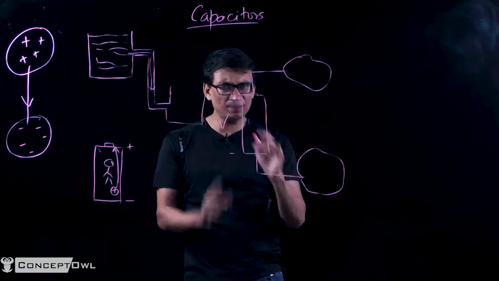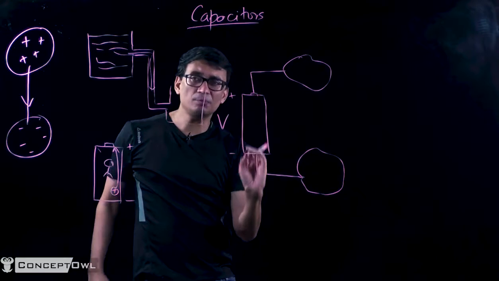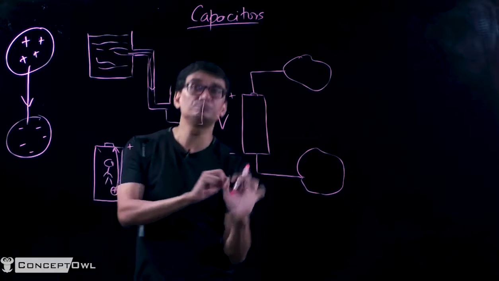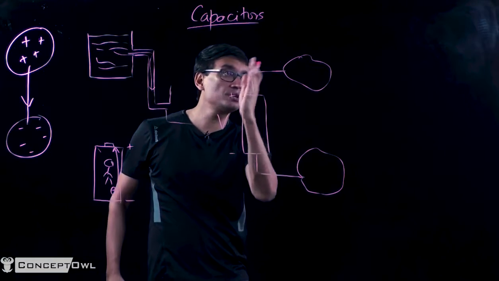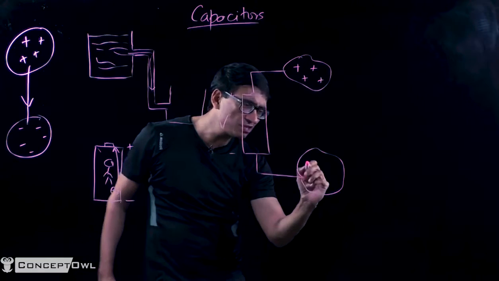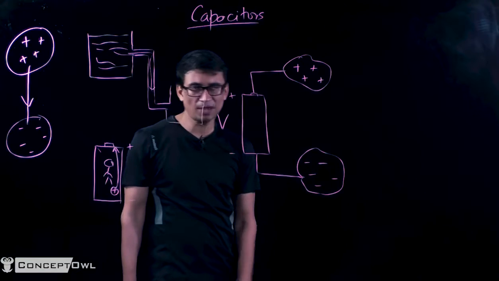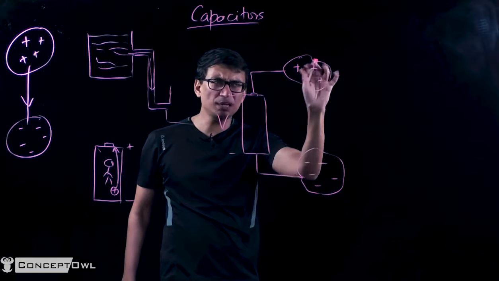Now when I connect, what will happen? Think very carefully. This is at a higher potential. Why? Because there is some chemical reaction inside which is trying to push the charges. So it will cause some charge to flow from here to here, and as a result this will end up having some positive charge, and this piece of metal would end up having some negative charge. Okay.